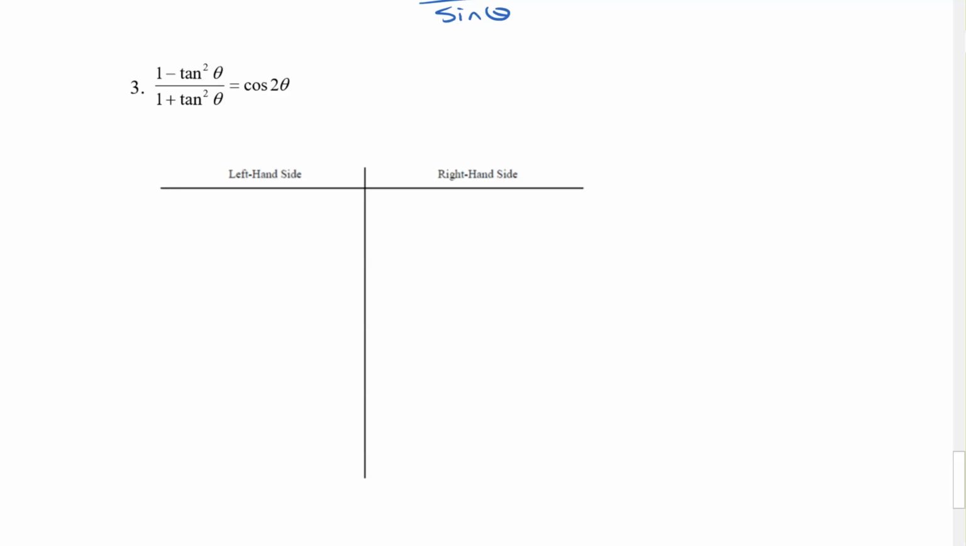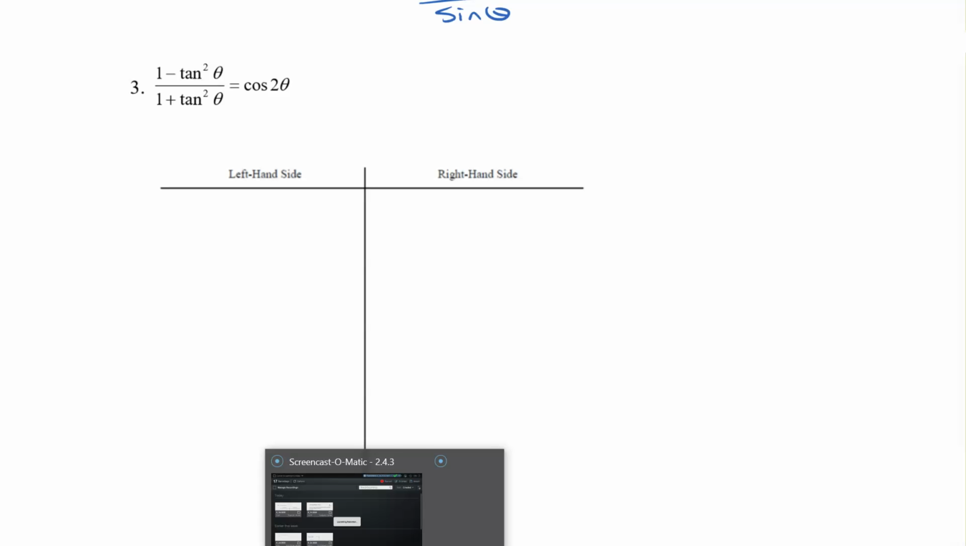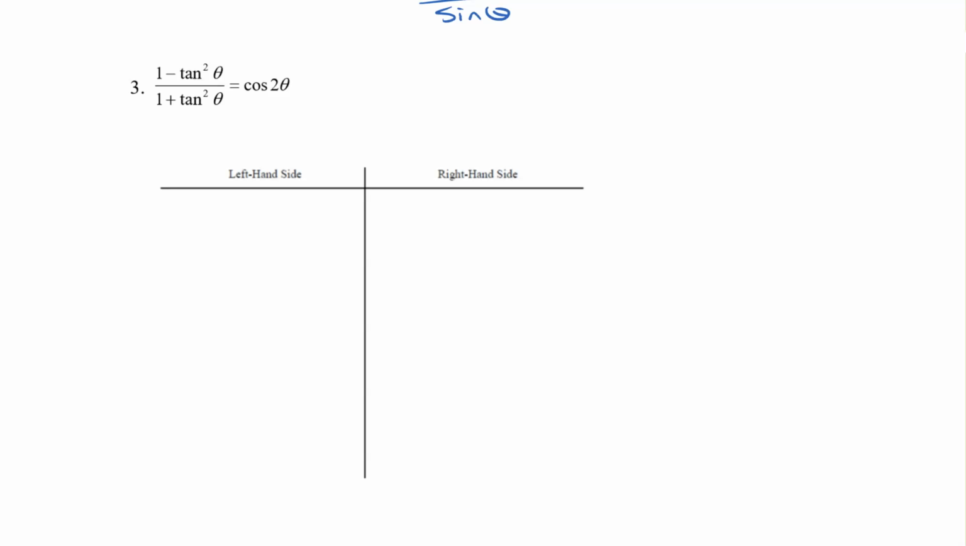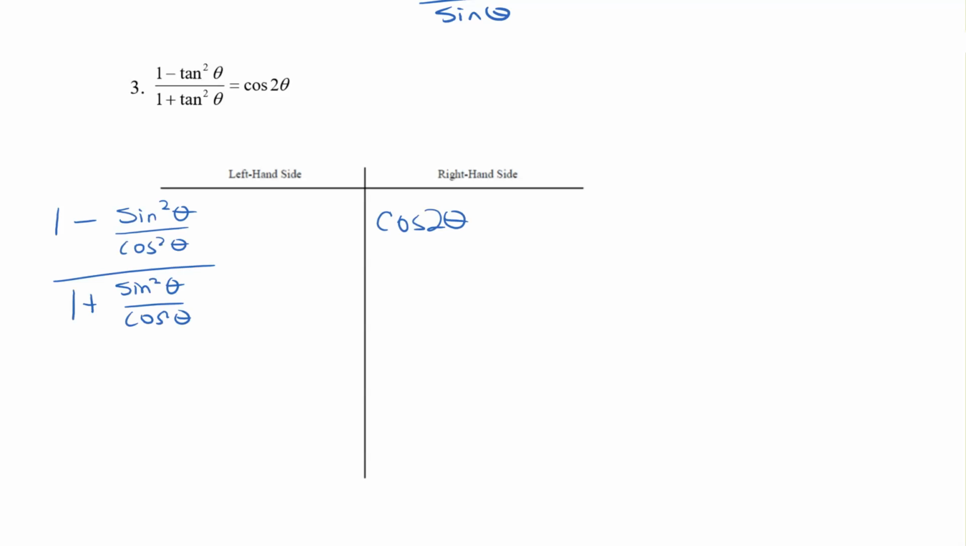All right, let's take a look at number 3 here. We've got the 1 minus tan squared and 1 plus tan squared. So it seems to me that we're going to have to take a look at that. I'm going to take a moment to copy this out. Okay, so I already rewrote those tan squared thetas as sine squared theta over cos squared theta. I'm just leaving my cos 2 theta for now, because remember, that's the one where I have 3 options to choose from. I'm going to work with the left hand side and then see at the end which one it looks most similar to.